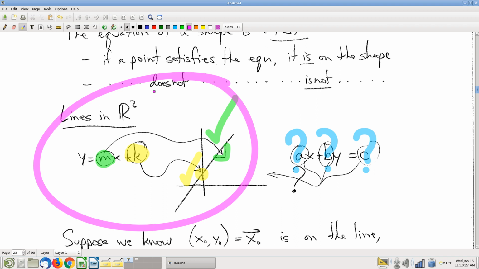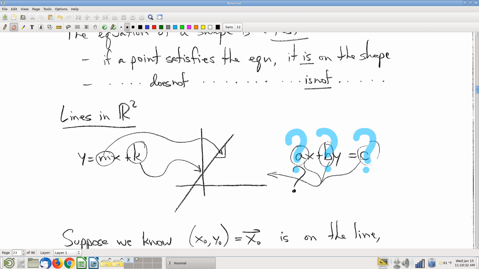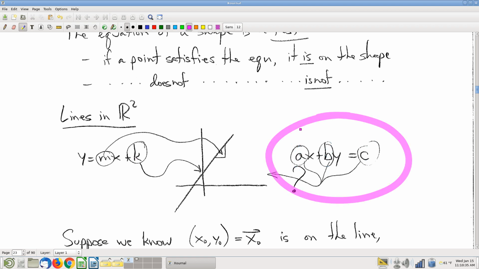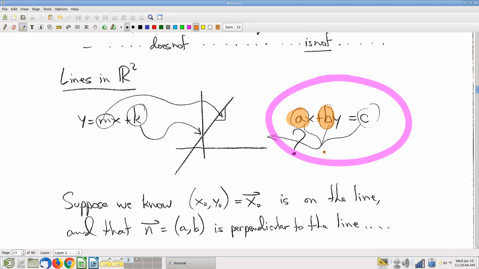So that was a geometrically satisfying way to think of lines way back when. But here's the thing. Now, this is a geometrically satisfying way to think of lines because these numbers a and b, those are this n vector. That's a vector perpendicular to the line. They never told me that in high school. Well, in their defense, they couldn't. We didn't know dot products. We just didn't have the tools.